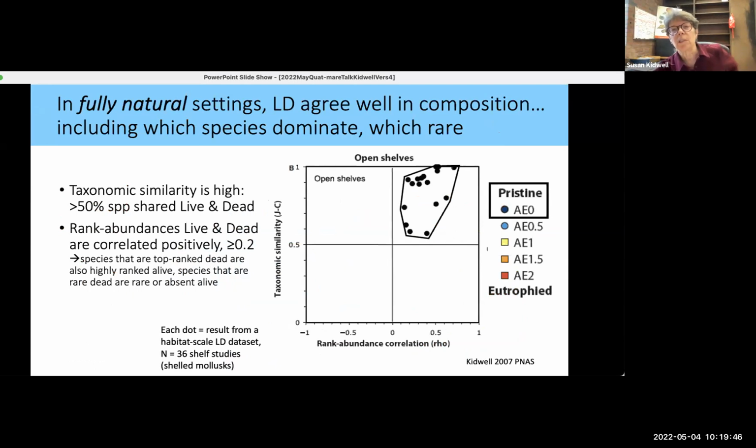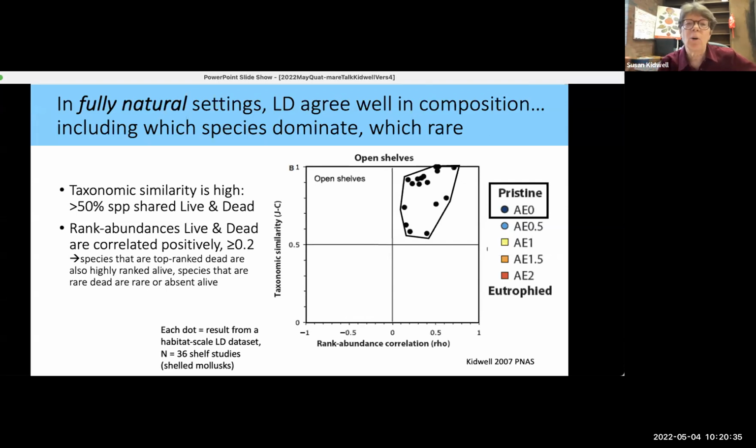The other thing we've learned, and this is another meta-analysis I did, is that in fully natural settings, the live and dead compare very closely in species composition. They have a high degree of sharing of species between the two assemblages, including the rank abundance of those species. So the y-axis is taxonomic similarity. It's a sample size corrected measure called Jaccard-Chao. And we find that in settings that are pristine, a steady state situation, we typically have more than 50% shared species, which doesn't sound all that good. But if you work with live data sets, you realize that 50% between any two live samplings would be pretty good. And then along the x-axis is the Spearman rank correlation.